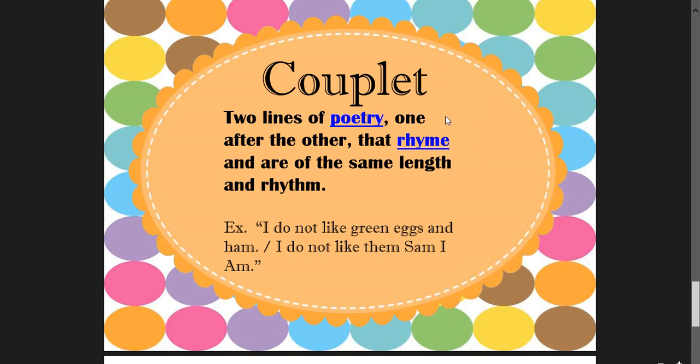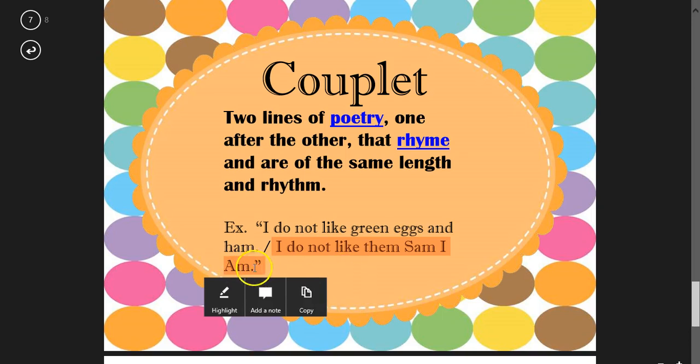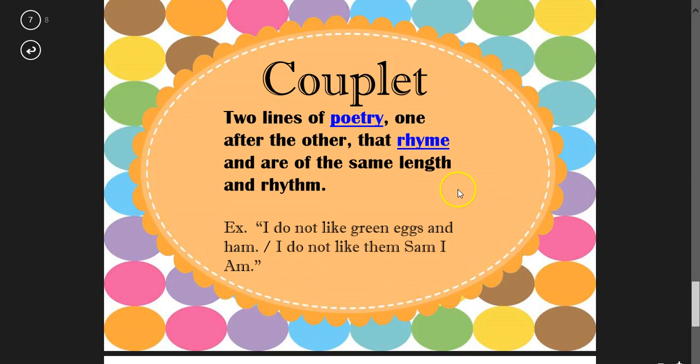Each stanza had 2 lines, and the rhyme scheme of each stanza was AA, because they ended with words that rhymed. So an example would be, I do not like green eggs and ham. I do not like them, Sam, I am. So this would be line 1, and see, it ends with the word ham. And this would be line 2, and it ends with the word am. So ham and am rhyme. That's an example of a couplet.